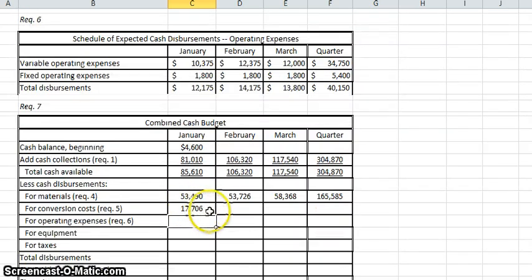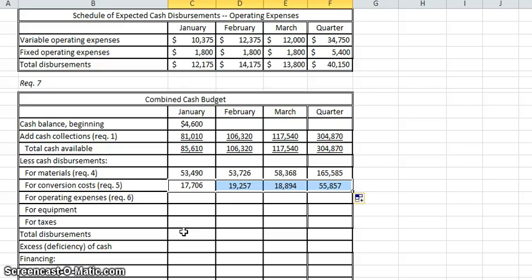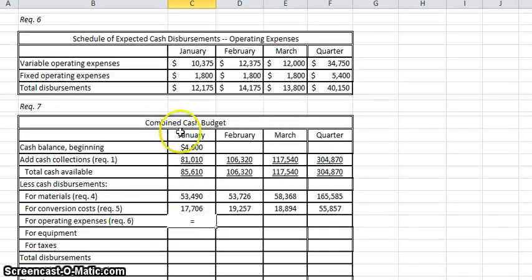And the fun thing about the cash budget is you've basically done all the work. Now you just get to cut and paste. Well, not cut, just copy and paste. Operating expenses. That's going to equal the cash disbursements there, and we'll copy those across.